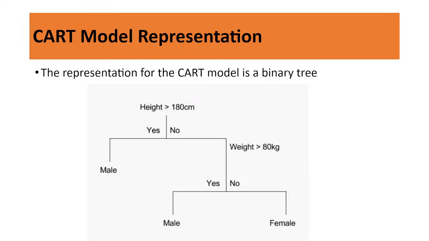So height greater than 180 centimeter: if the answer is yes, or true, then I can classify this as male. And suppose it is no, then it will check the other condition, which means it checks the weight. Suppose weight greater than 80 kg. If it is yes, then it will be male, and if no, it will be female. So basically, this is the condition.